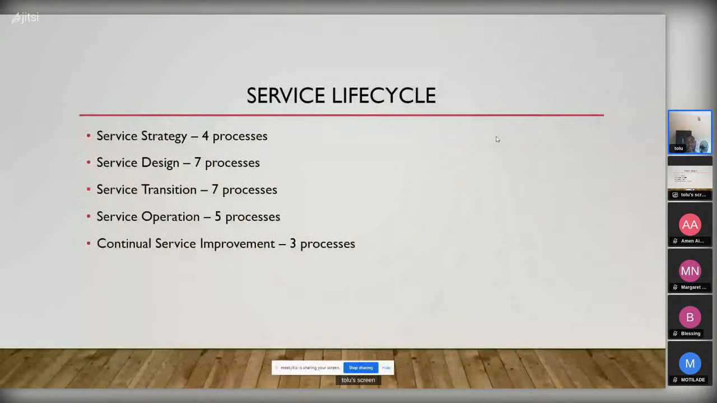Then we have the service life cycle. These are the service life cycle. There are five processes. For any IT living services that you are working on, when you are using an IT framework, there are five life cycle stages you have to work with. That is very important. You work with them no matter what.